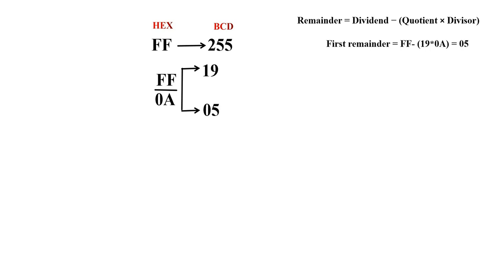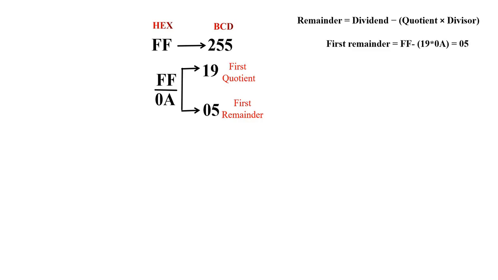What is the first remainder? Dividend is FF minus quotient, what did we get? 19 into divisor, what is it? It is 0A. So when you solve this, you get 05, that is the remainder. So this is the first quotient and this is the first remainder after the first division is performed.